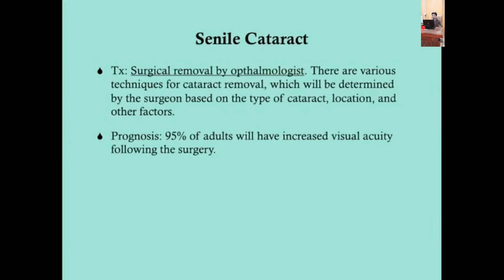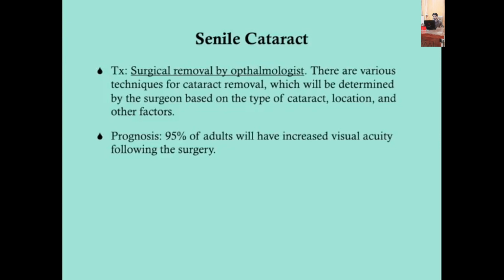You just need to know that surgery is the best thing to do for a cataract, and that you need to refer them to the ophthalmologist. Prognosis: 95% of adults will have increased visual acuity following the surgery. One of the newer techniques that's done is ultrasound fragmentation, otherwise known as phacoemulsification, and this has fewer complications than some of the older techniques that are a little bit more elaborate. But that's one way that's done. You can also use lasers and other techniques.